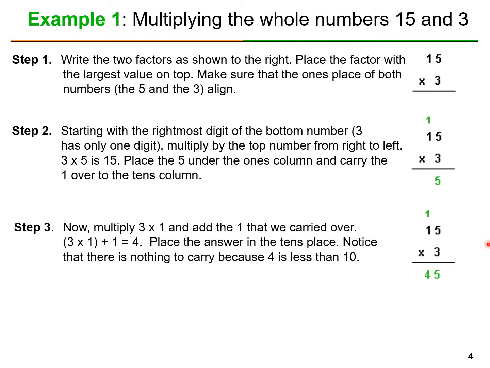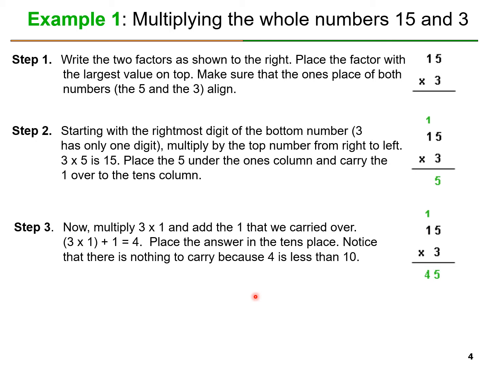Step 3. Now we multiply 3 times the next digit in the upper number. So the next digit is 1. 3 times 1 is 3.